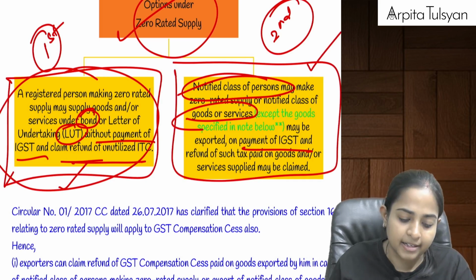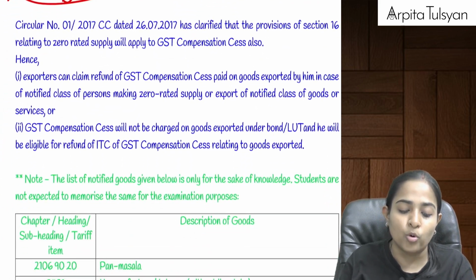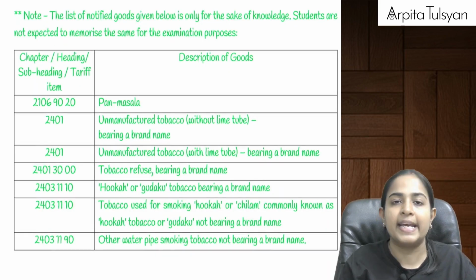Are you clear till here? Yes. So these are the two ways because of which export zero rated supply has been made totally zero from the taxes. Okay, full benefit is given to you in case of exports.